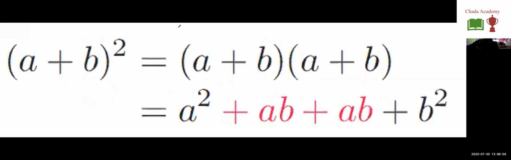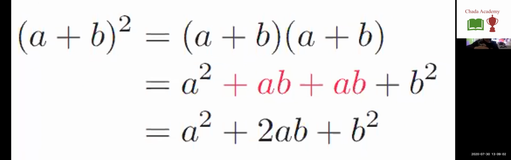A square plus AB plus AB. BA is AB, okay? It's the same. And B times B is B power 2. We use the FOIL rule: first, outer, inner, last. We used it again, okay? And this is what we have: a2 plus AB plus AB plus b2. AB plus AB is just 2AB.